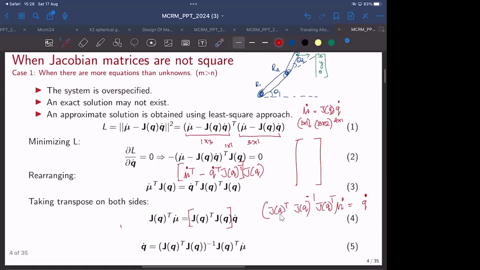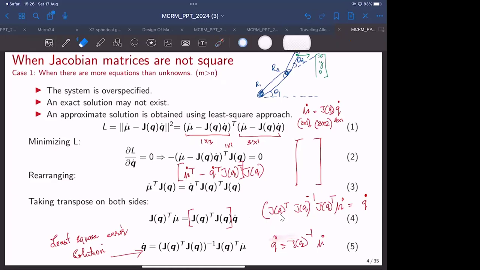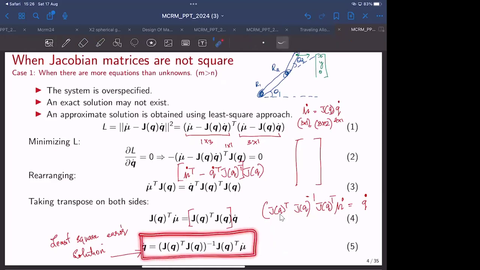So this is what we call the least square error solution for Q dot. Because if the matrix was square, you could have simply taken Q dot would be J of Q inverse mu dot. But if there are more number of equations than the unknowns, you have to use this thing. It's called the pseudo inverse.